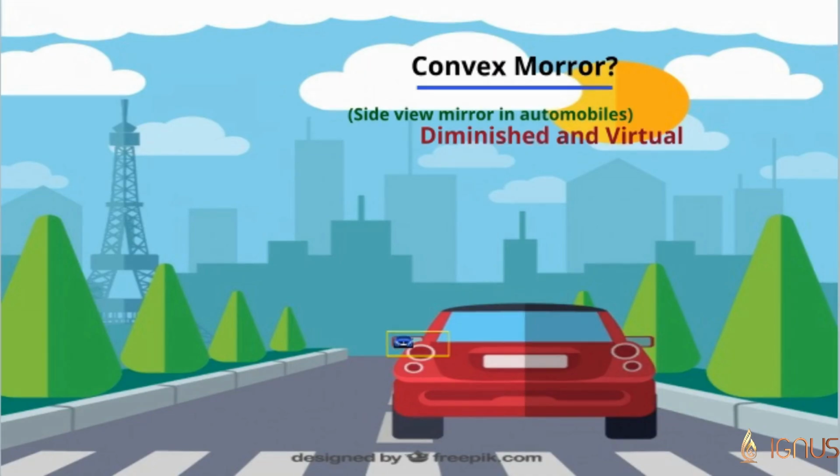As the image is smaller in size, only a small portion of the convex mirror is required to view the image. Hence, we are able to see other objects and vehicles in the mirror. In fact, even far away objects are visible as tiny objects, so a convex mirror is used as a side view mirror in automobiles.